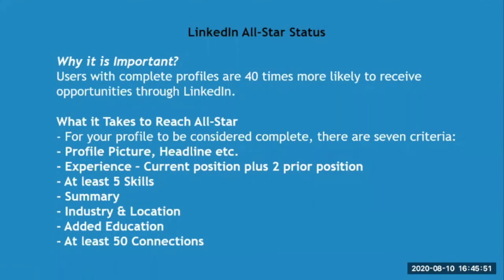The last one is at least 50 connections. If you are very new to LinkedIn and do not have 50 connections, this may not work for you yet. But once you have your 50 connections, it's very easy and you will get your all-star status. If you are missing any one of these, and what I understand is people generally do not upload a correct headline or industry and location, you will not get it. But if you have all of these correctly done, you will get the LinkedIn All-Star status and your profile will be boosted 40 more times by LinkedIn.